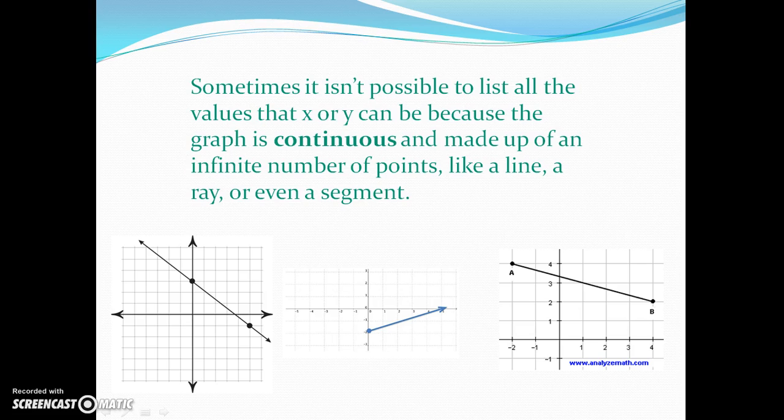So in a continuous graph, to determine the domain, you should focus on looking left to right on the graph. And to determine the range, you should focus on looking bottom to top. So write that down and remember that. Left to right is the domain and bottom to top is the range.